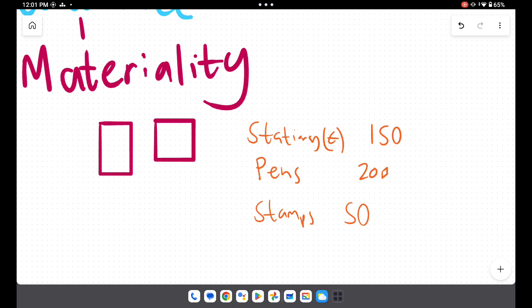Now, what is immaterial? What is material? You can see how small these numbers are, right? So according to the conceptual framework, it'll say, listen here, there's no need to write stationery, pens, stamps literally as separate accounts. Make one account and put all these three numbers in there and call it one account.